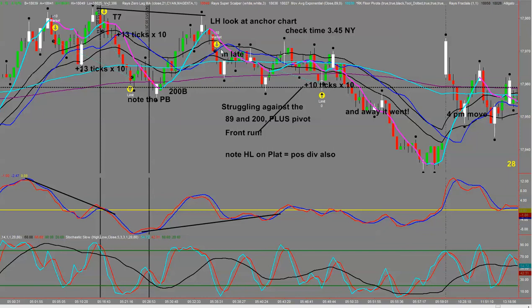Now this particular one I got in late. I actually should have been in up here. I had a lower high, as I mentioned. I love these trades where I get the paint bar where it's a lower one, lower high.